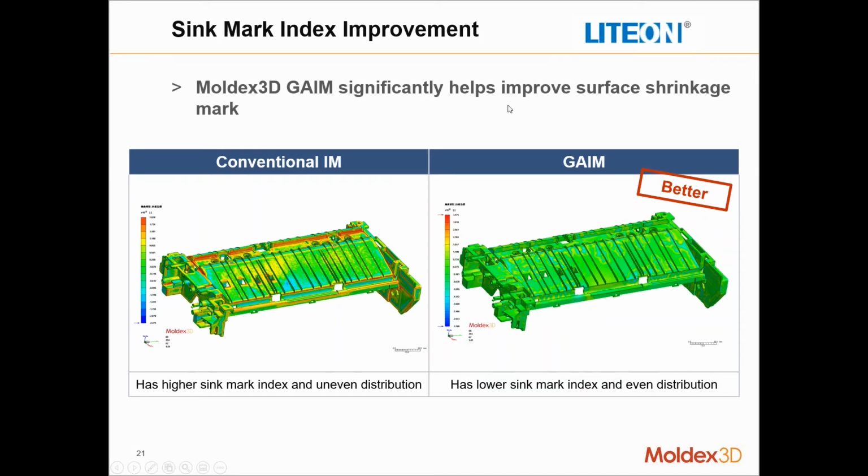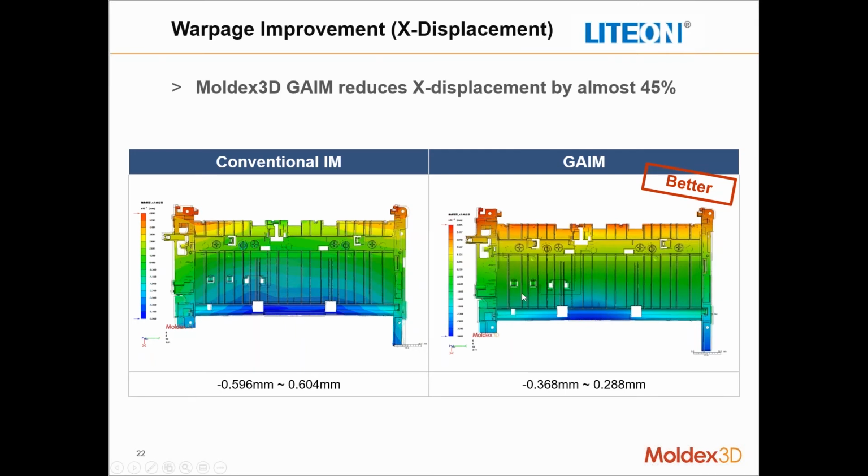You can see that the sink mark is greatly improved, which was one of the big points on this part. It's actually a relatively thick part with respect to its length. So they were having a lot of sink mark problems, especially with some of these ribs on the top side. So one of the main advantages of GAIM is being able to hollow out those regions and provide a more even distribution of packing through the part, which means that the likelihood of having a sink mark is much lower.